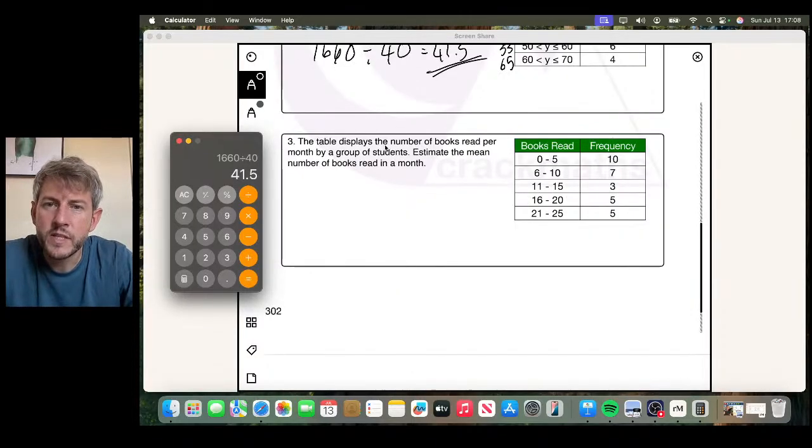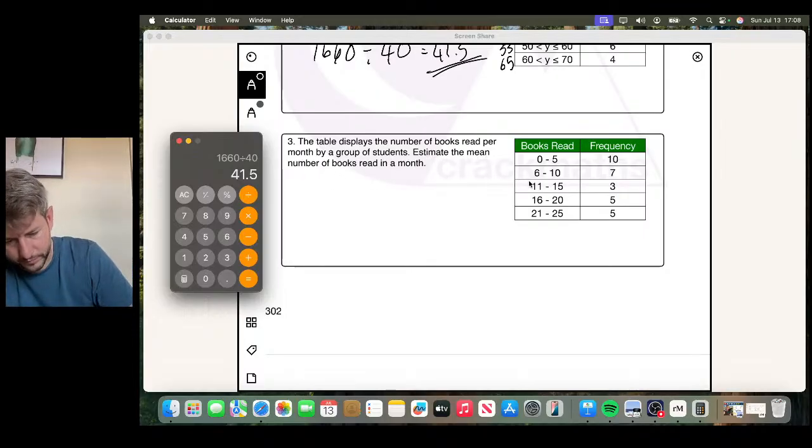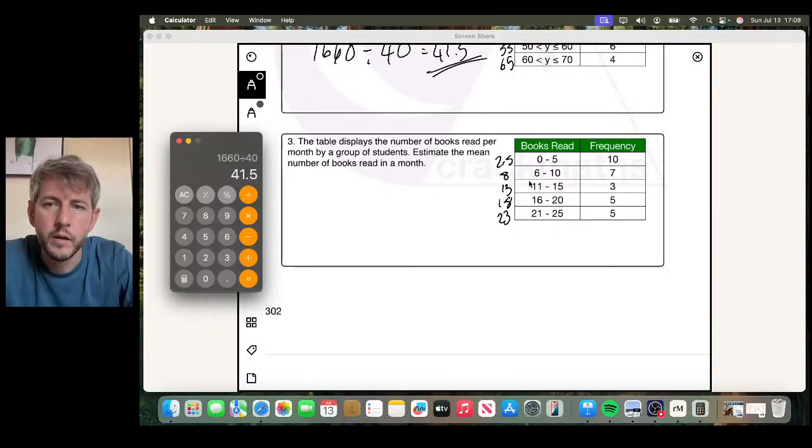The table displays the number of books read per month by a group of students. Estimate the number of books read in a month. So 2.5, 8, 13, 18, 23. Okay.